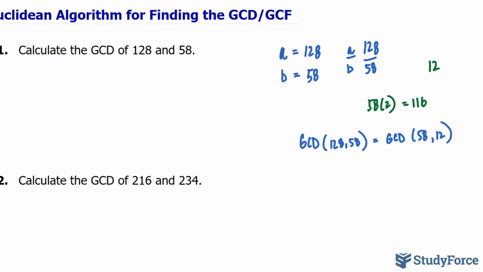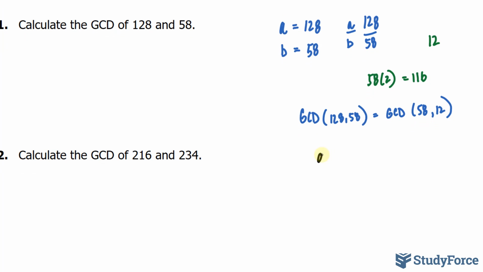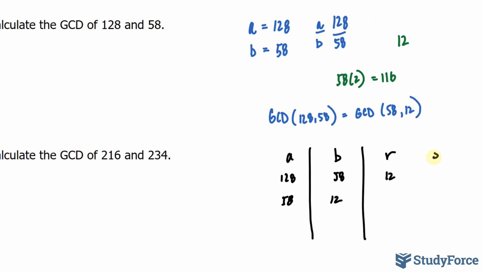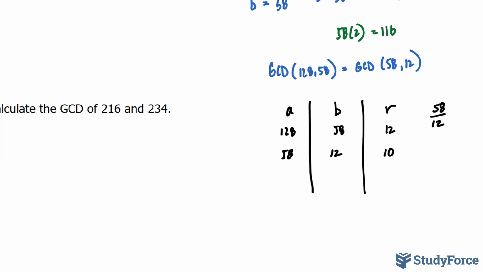And it really helps to organize our work with a table. So I'll say A, B, and R. These are our three columns. A was 128, B was 58, and the remainder was 12. So this time our A value will be the larger of these two, 58 and 12. And we repeat the process. So we'll take 58 and divide that by 12. 12 fits into 58 4 times. Remember, 12 times 4 is 48, and therefore there's 10 as our remainder. Since we didn't get a remainder of 0, we'll continue the process.